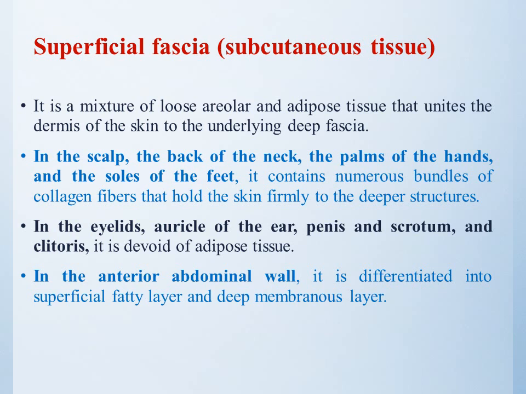In certain regions such as the scalp, back of the neck, palms of the hand and the sole of the foot, it contains numerous bundles of collagen fibers that hold the skin firmly to the deep structures. In other regions such as the eyelid or auricle of the ear, penis and scrotum and the clitoris, it is devoid of adipose tissue. In the anterior abdominal wall, it can be differentiated into two layers, which are superficial fatty layer and deep membranous layer.